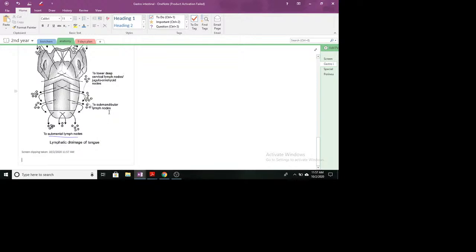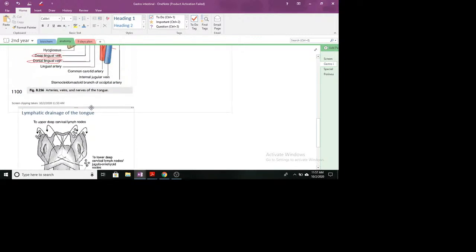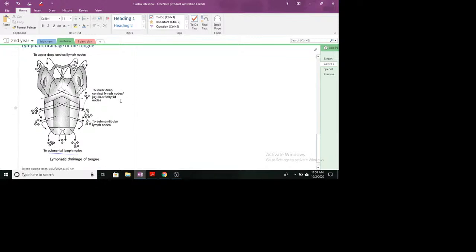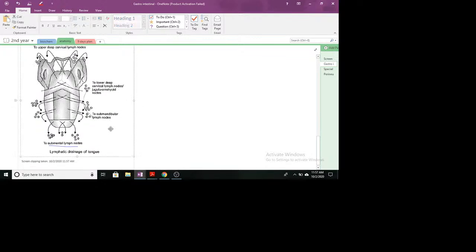And then the remaining anterior two-thirds drains bilaterally to the submandibular lymph node, and the posterior one-third drains to the cervical lymph node or jugulo-omohyoid node, and the posteriormost part drains to the deep cervical lymph node. The jugulo-omohyoid node is an important node.